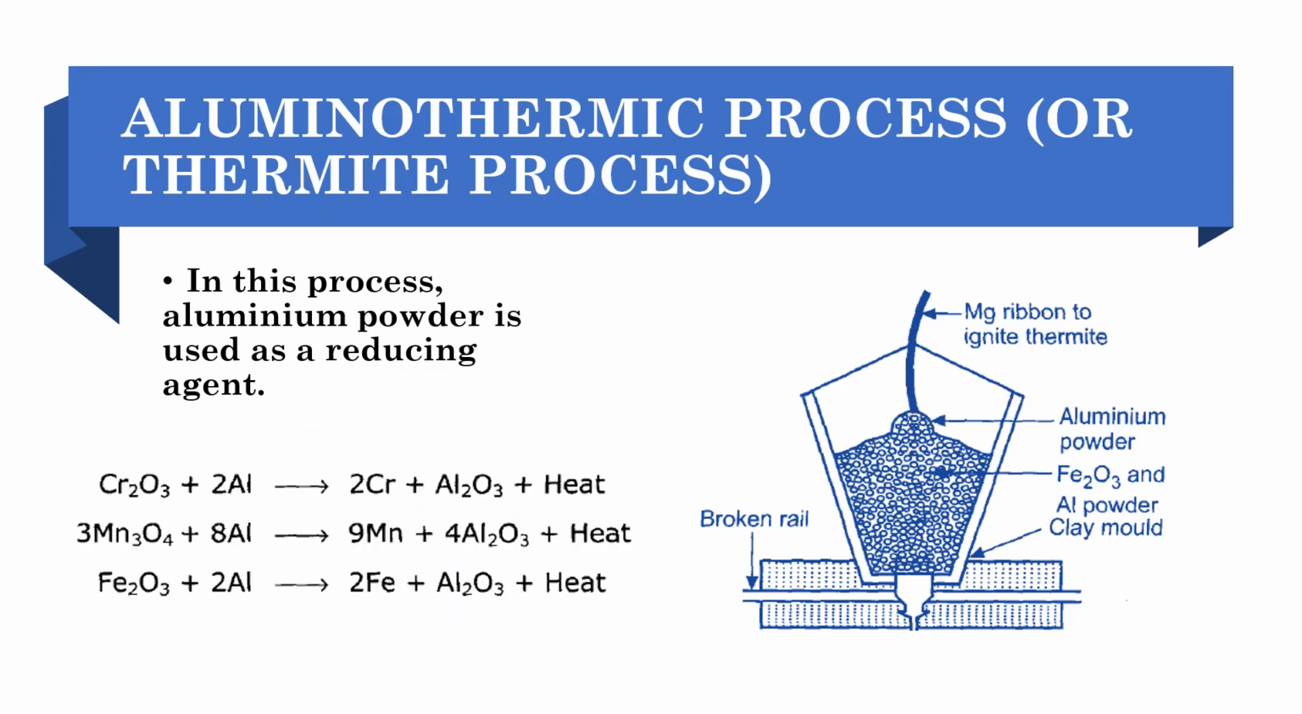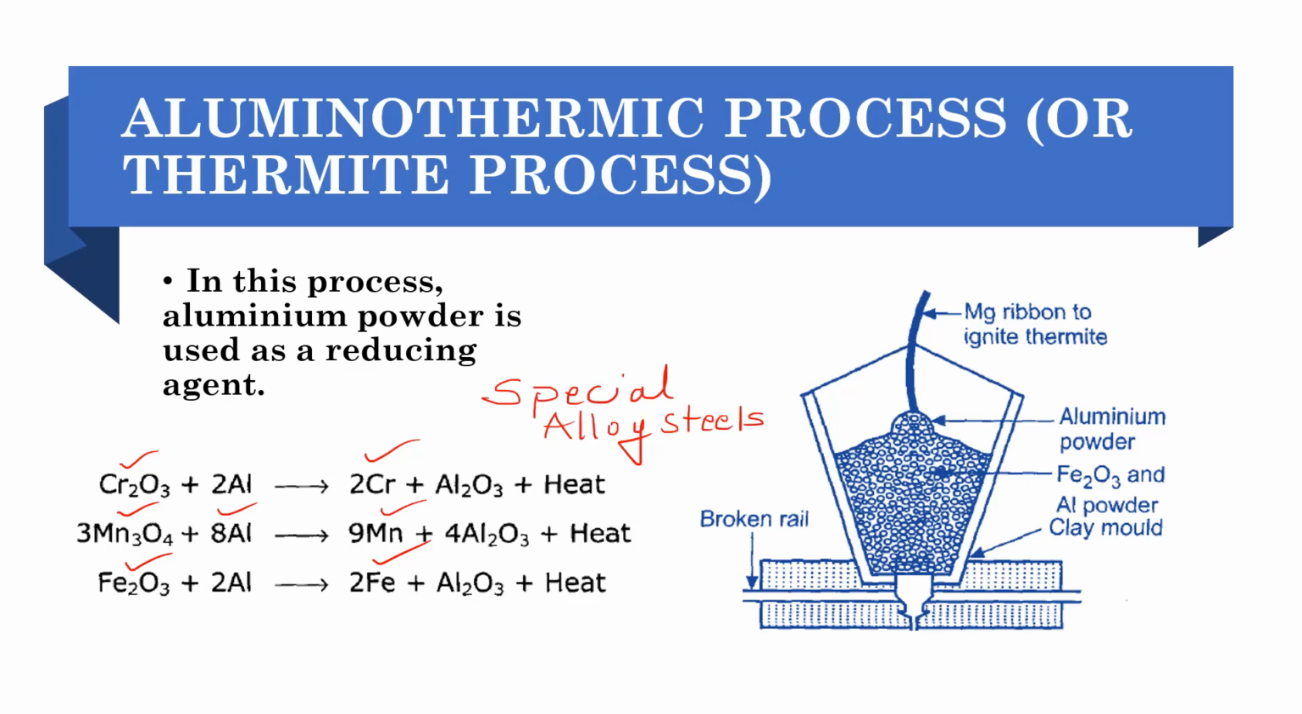Observe these chemical reactions. When chromium oxide is heated with aluminium, it gets reduced to chromium. When manganese oxide is heated with aluminium, it gets reduced to manganese. When iron oxide is heated with aluminium, it gets reduced to iron. Chromium and manganese needed for special alloy steels are prepared by this method.